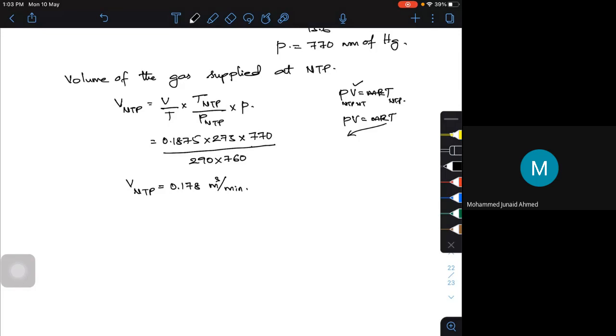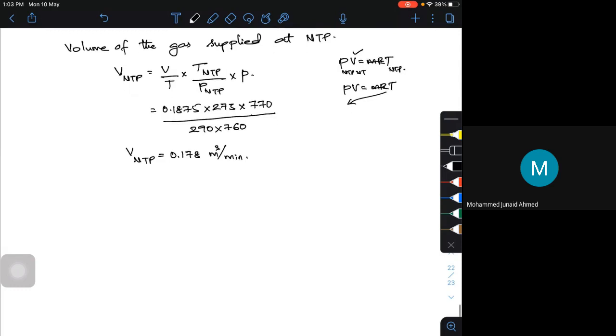On the same fashion, there is one more problem, the 10th problem. If you try to do it, you will understand this more. So let's proceed. Now I have found the volume of the gas at NTP; multiplied by the calorific value at NTP, I will get the heat supplied. So heat supplied.